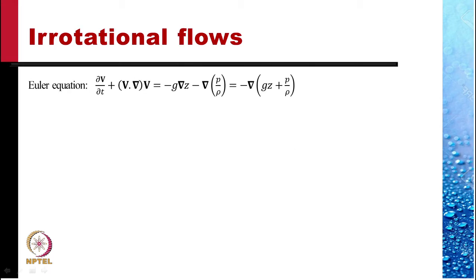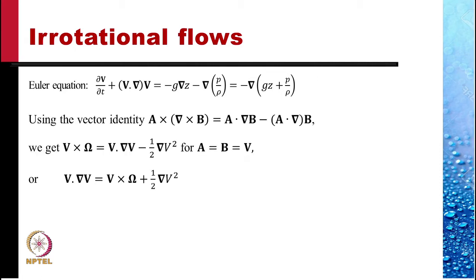We had seen that the governing equation for the flow is the Euler equation, given as del V by del t plus V dot del V is equal to minus g del z minus del p by rho. The last two terms combine to give minus del of (g z plus p by rho).